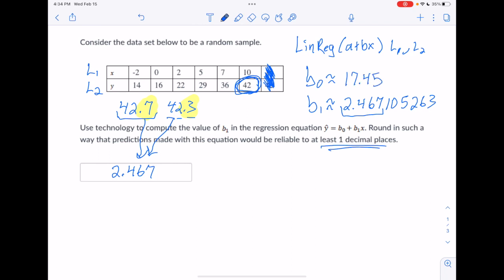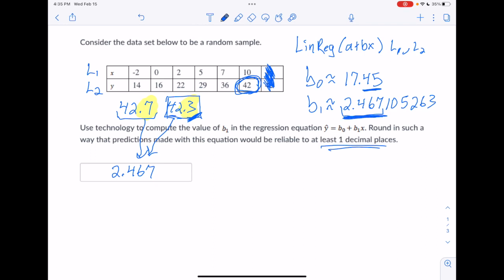17.45 would be the B0 if they're asking about that. Again, there's 1 decimal place given here, so you need at least 2 in your B0. There's 3 significant figures here, so you need at least 4 significant figures in your B1.